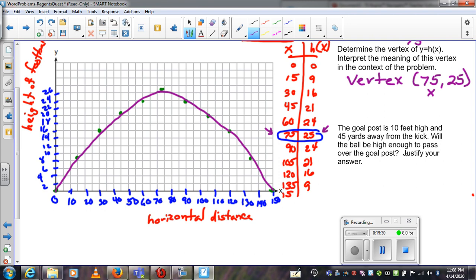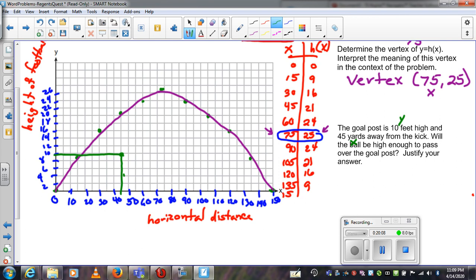It says the goal post is 10 feet high and 45 yards away from the kick. Will the ball be high enough to pass over the goal post? Justify your answer. Okay, so the goal post is 10 feet high and 45 yards away. 45 yards away, that's my x value, and this would be my y value. I'm actually going to plot that point. So 45 yards away would be here, 10 feet high would be here. Okay, so I plotted the point.